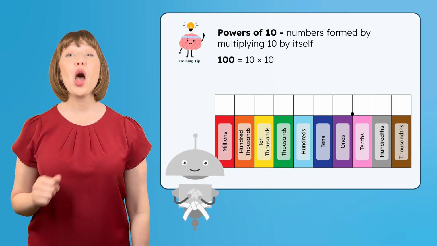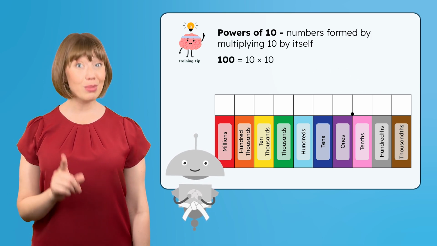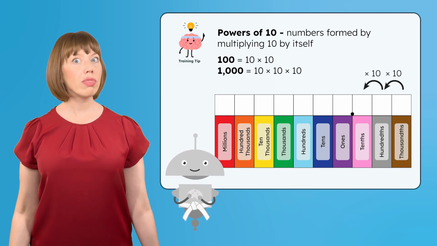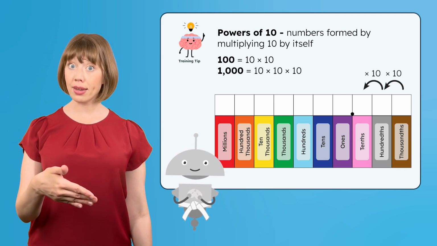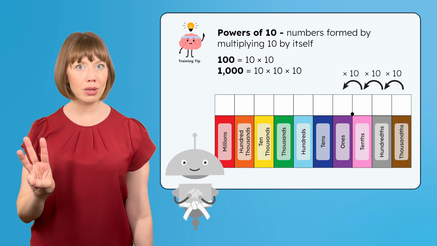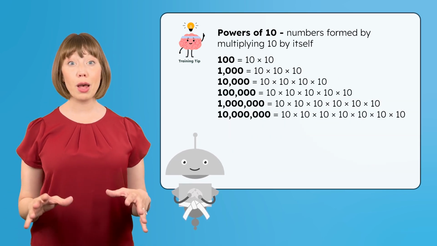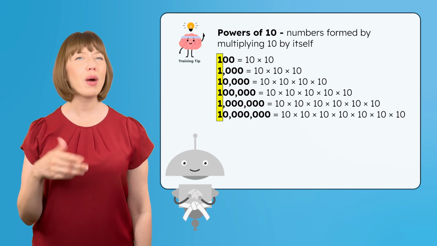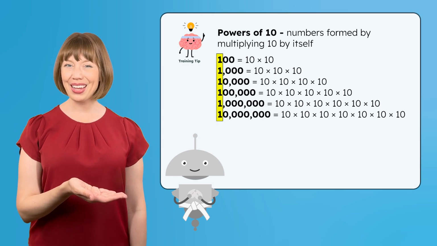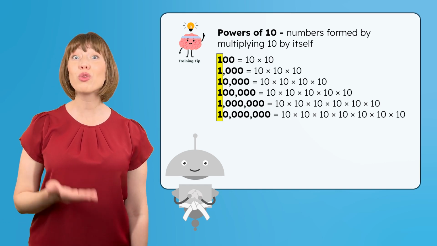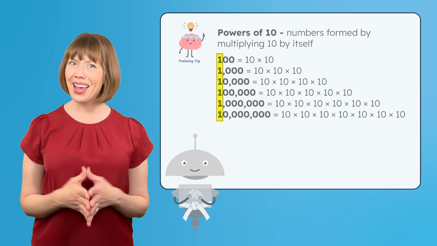For example, 100 is 10 times 10. 2 jumps, 2 zeros. 1,000 is 10 times 10 times 10. 3 jumps, 3 zeros. Powers of 10 are always made up of the digit 1 followed by a certain number of zeros. Knowing this pattern helps us compare place values across both whole numbers and decimals.